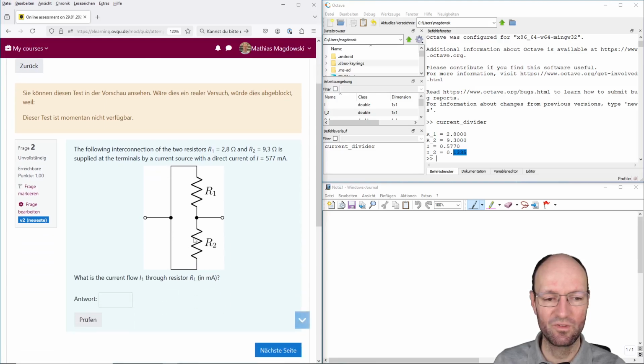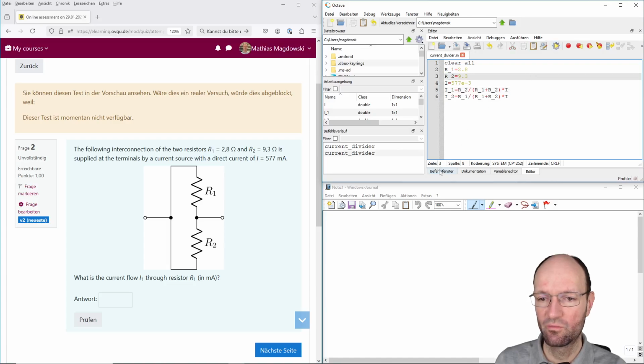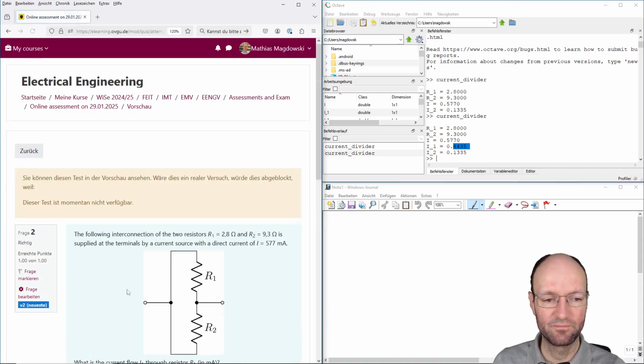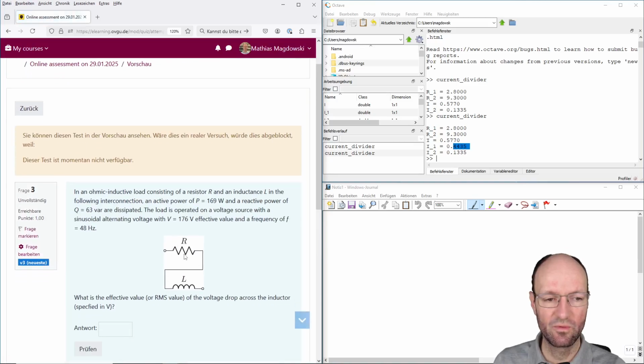Okay, same schematic. What is the current flow through the first resistor? So I can just copy this equation here, change this 2 into a 1 and this 1 into a 2, and it should be this. And so then this should be the current converted into milliampere. Okay, that's also correct. So next question.